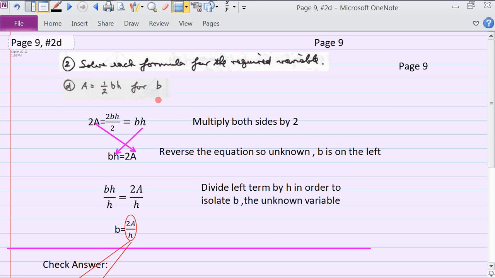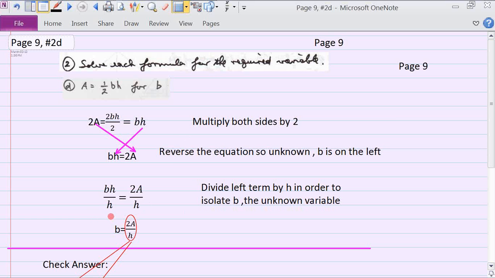Now, because we're asked to solve for B, we're just going to reverse the equation. We're going to put the left side to the right side, and we're going to put the right side to the left side. So the variable B is on the left side of the equation. Remember, we're asked to calculate for B, so we want the variable on the left side of the equation. And we're allowed to do that. If 12 is equal to 6 times 2, then 6 times 2 is equal to 12. We can just reverse an equation.